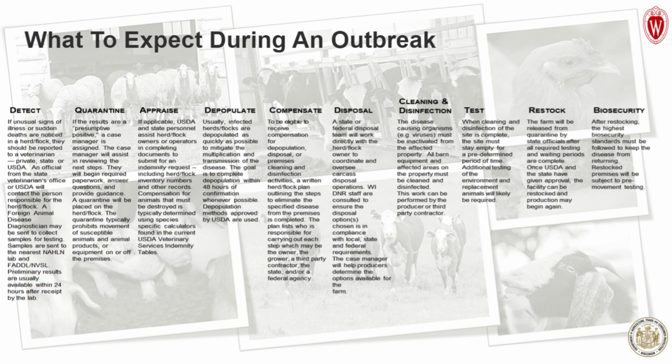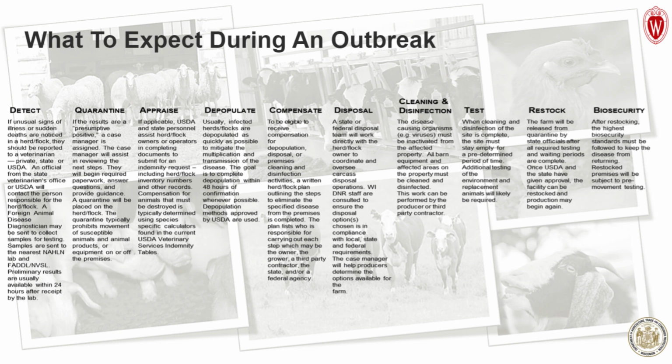When a foreign animal disease is detected on your premises or close to it, the Wisconsin Department of Agriculture, Trade and Consumer Protection, and the U.S. Department of Agriculture will work with you and others in the local area to immediately contain the outbreak in order to protect animal health. This slide outlines what you can expect in the first days and weeks of an outbreak in your area or on your premises.